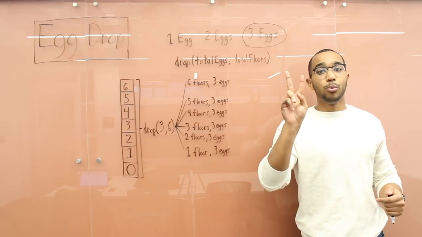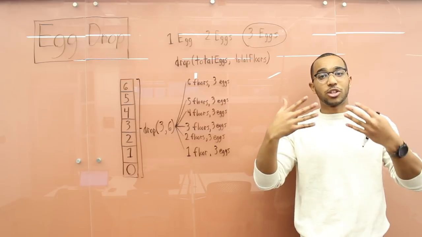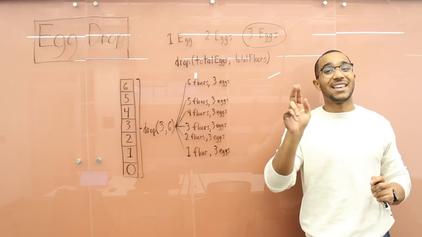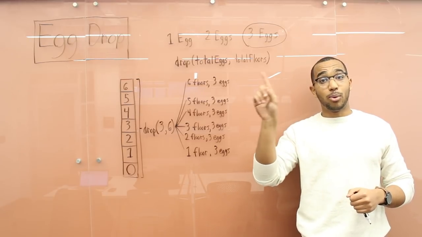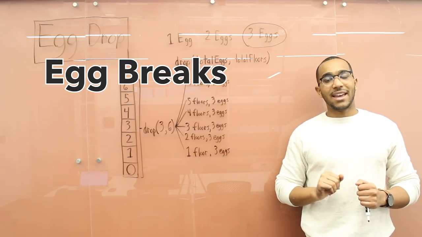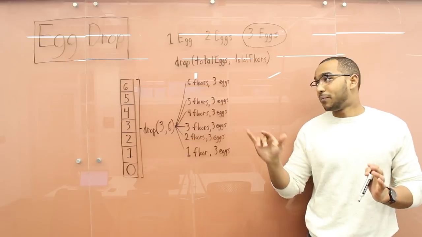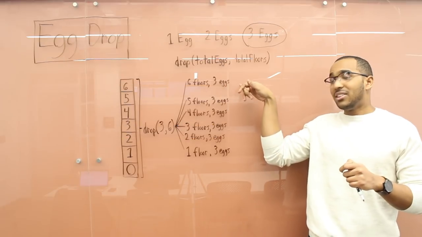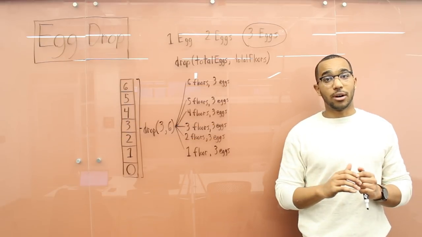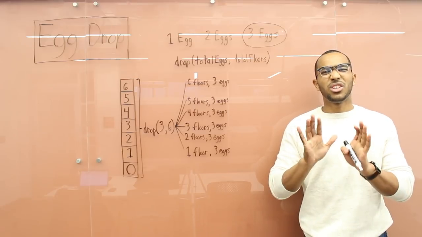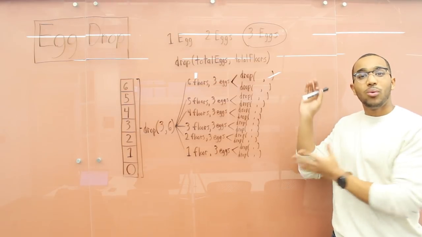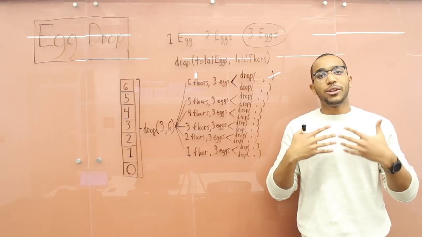What were the 2 possibilities that I need to express? What were the 2 possibilities that could happen? I drop an egg and it breaks, or I drop an egg and it does not break. So what does each of these entail? Again, this is going to allow us to express the answer to each of these in terms of more subproblems. So this is what it looks like. So I don't want to fill these out yet, but I just want you to see.